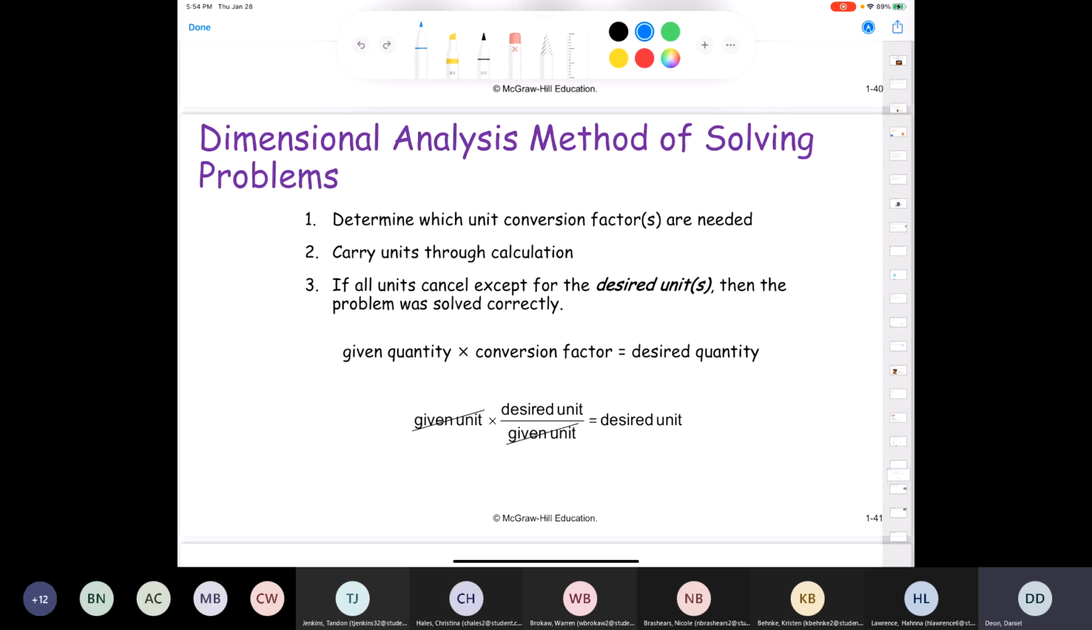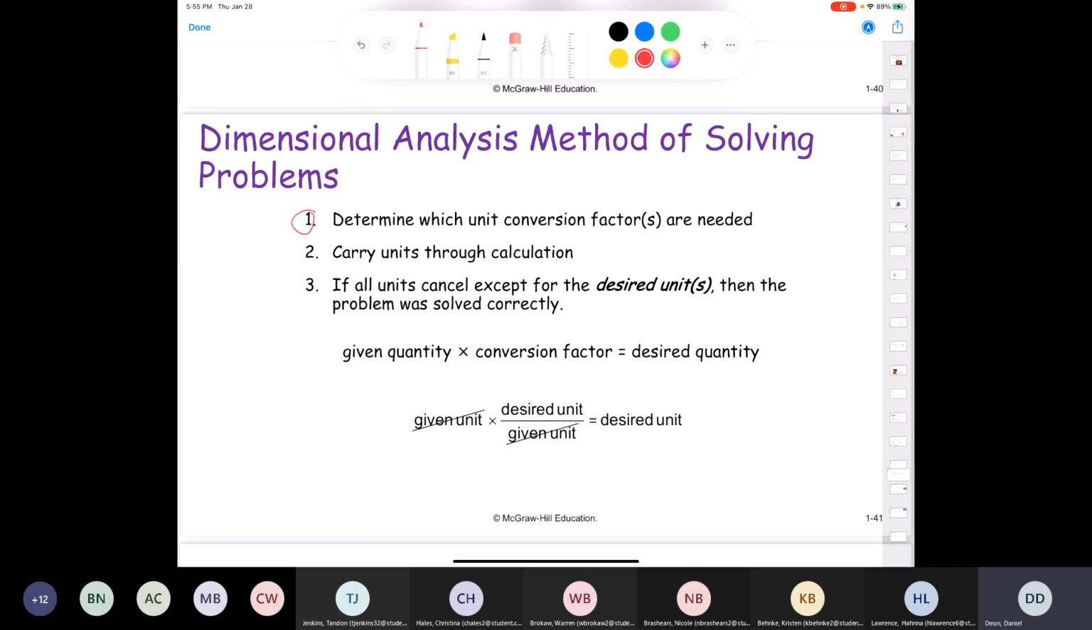We can at least get it set up and then try to figure our way through the problem. So what we're going to do is we're going to use this method. Step one, we're going to determine which unit conversion factors are needed. What do you mean by conversion factor? Well, we use conversion factors in our life all the time.